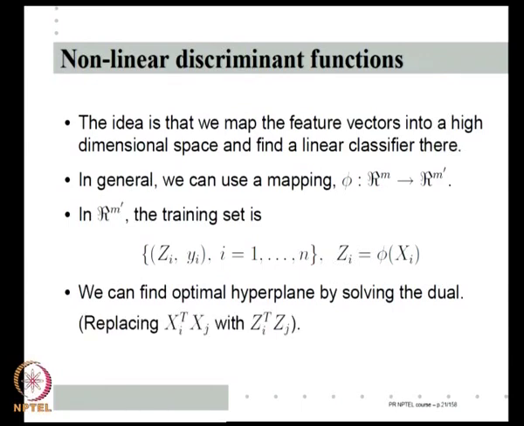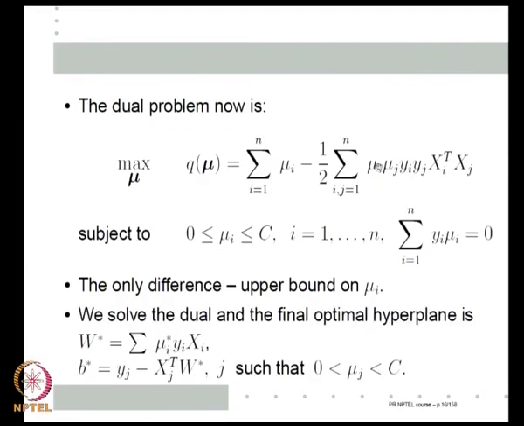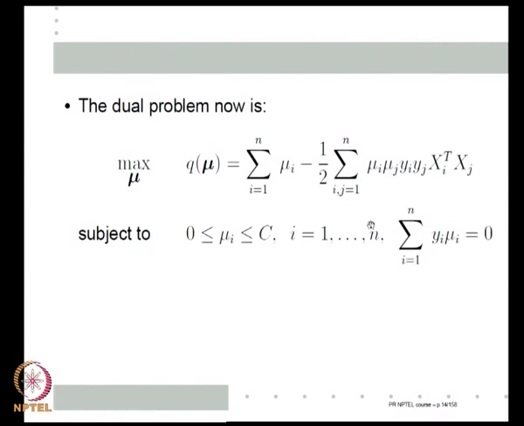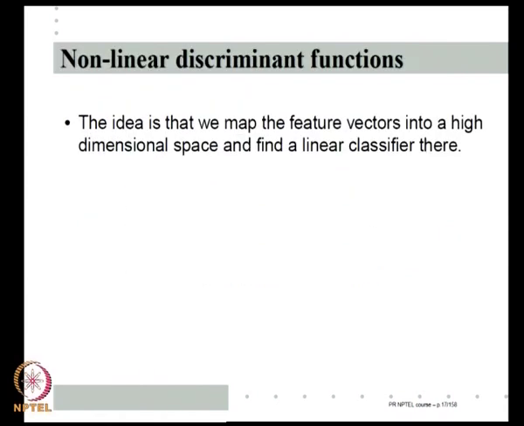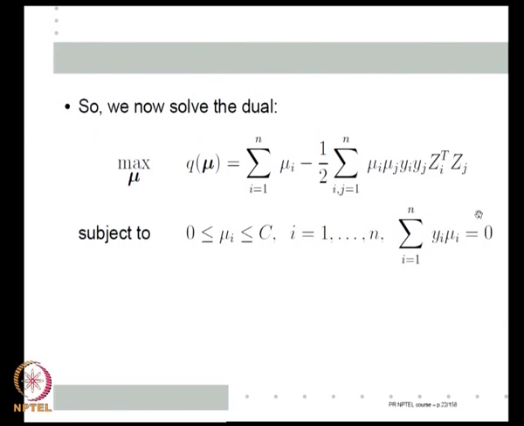What does that mean? My dual is this. The only way the x's come in is here. These are the feature vectors. So, if I am finding a linear classifier in the Z domain, this xi transpose xj simply becomes zi transpose zj. So, we can solve the dual by replacing xi transpose xj with zi transpose zj. That means this is the dual I will solve. So, it is very simple.